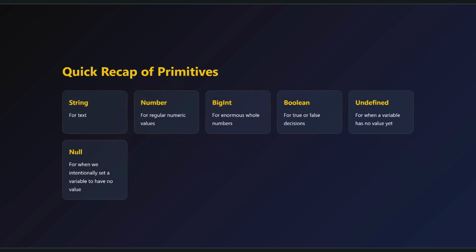So to quickly recap what we learned today: string for text, number for regular numeric values, BigInt for enormous whole numbers, Boolean for true or false decisions, undefined for when a variable has no value yet, and null for when we intentionally set a variable to have no value. These are the basic building blocks. Master these and you're well on your way.